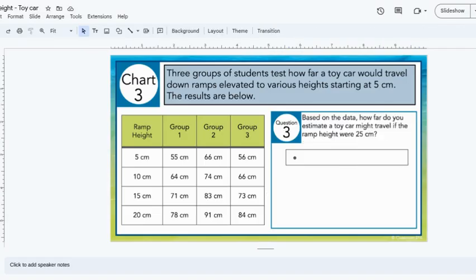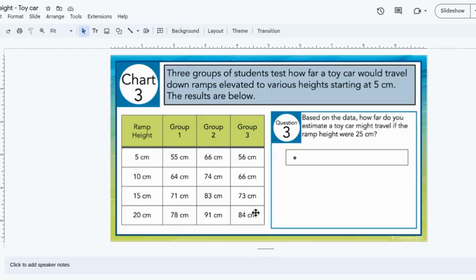Based on the data, how far do you estimate a toy car might travel if the ramp height were 25 centimeters? Oh, guys, this is a really cool one. This is where we are taking information and using it to think critically. So let's just go with group 3. Group 3 is kind of the middle. It's a little bit less than group 2. It's a little bit more than group 1. This is kind of our median. So 56, when I add 5, it went up 10. When I add 5, it went up 7. When I add 5, it went up 11.